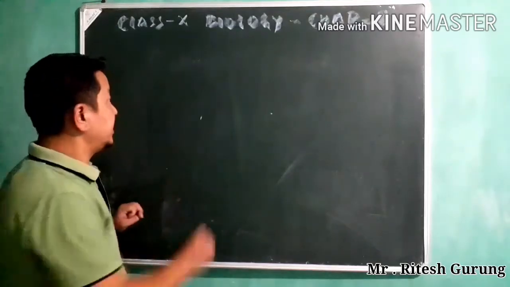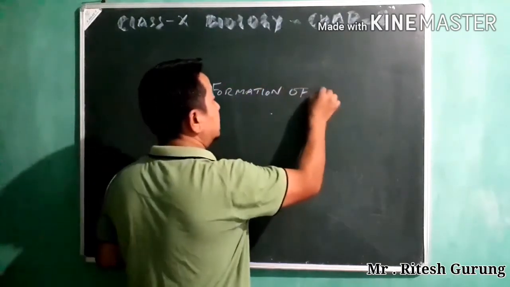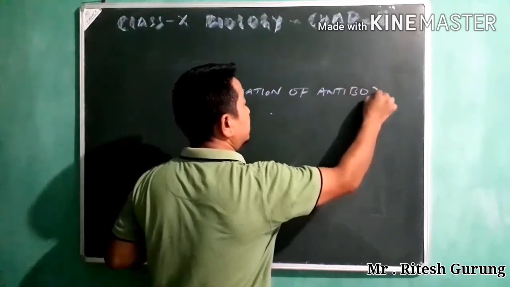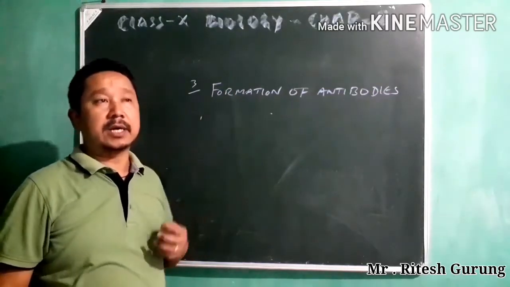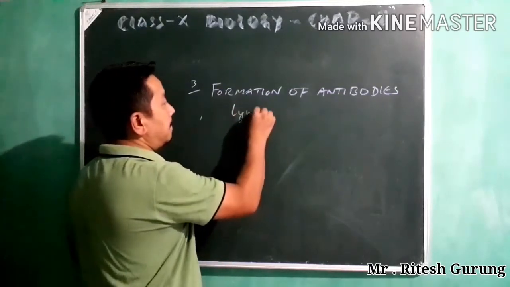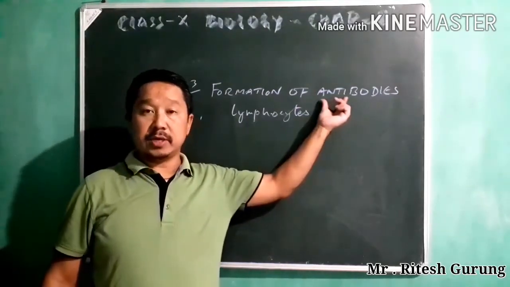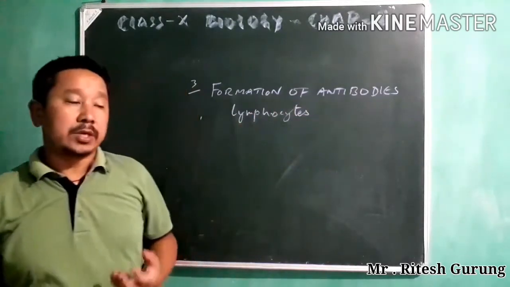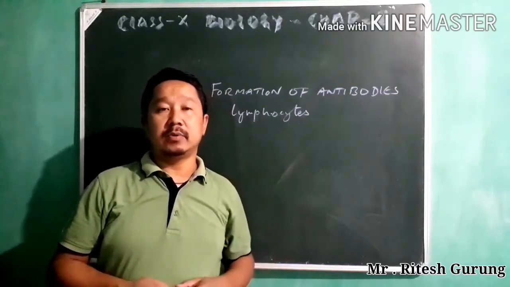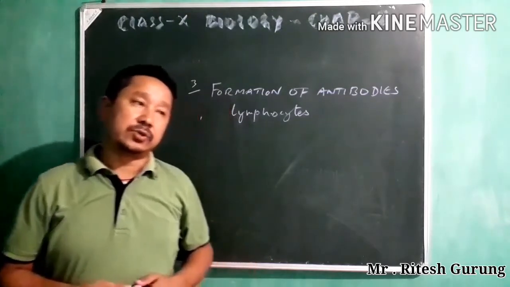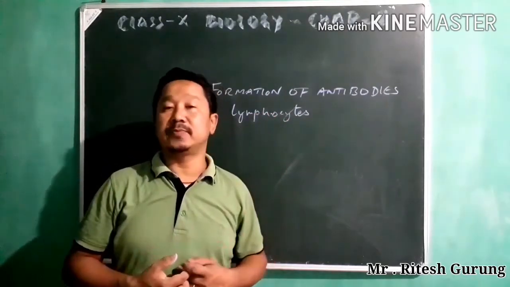Another function of WBC is the formation of antibodies. White blood cells or leukocytes, especially lymphocytes, produce a kind of chemical called antibody or antibodies. These antibodies kill the disease causing germs or neutralize the poison produced by these disease causing germs. That way this WBC protects us from different kinds of diseases.